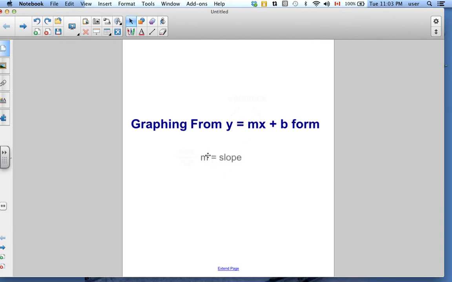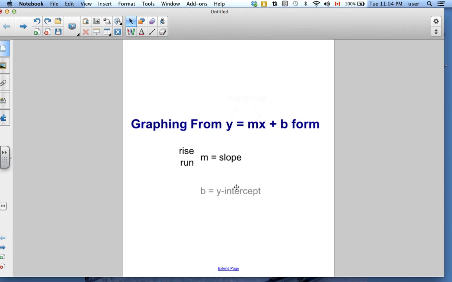Our slope here can determine how far you travel up or down from a point and right or left from a point. So that is our rise over our run. The next thing we're going to look at is our b value. So we have our b here. Our b is our y-intercept.